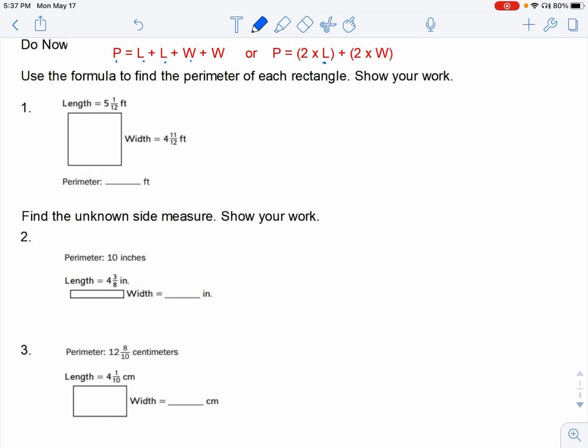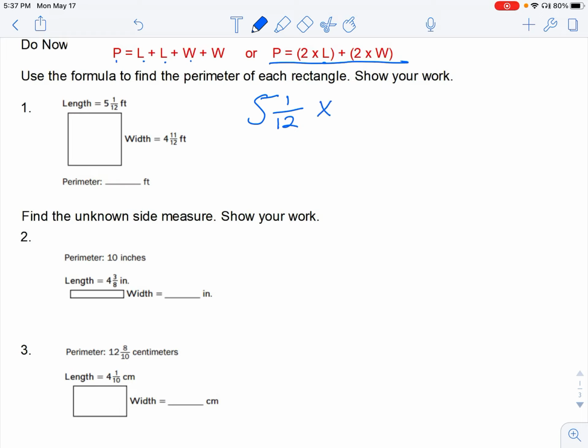So let's go ahead and try out this first one. Use the formula to find the perimeter of each rectangle. Show your work. We're given a length of 5 and 1/12 and a width of 4 and 11/12. So I'm going to take 5 and 1/12. I think I'll use this formula for right now. If you use the other one, that's fine too, as long as we get the same answer, right? Because there's only one perimeter.